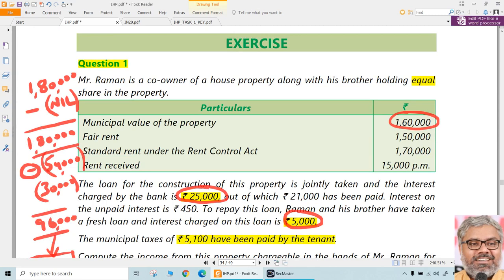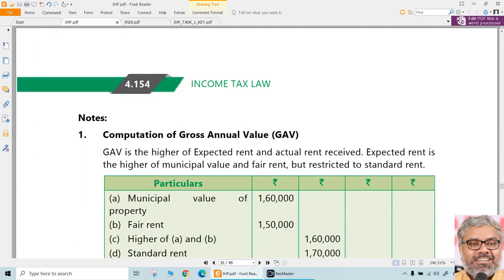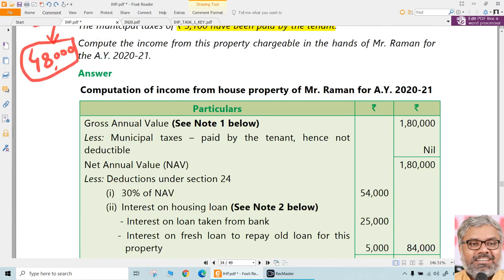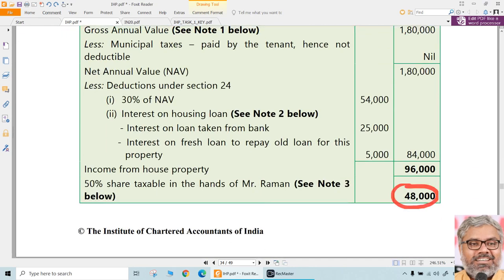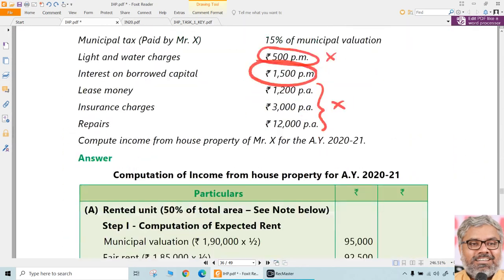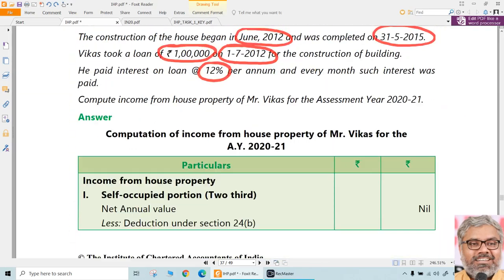That's it. That is the question number 1, co-ownership. It's nothing special. All calculations are same. Only thing is we have to just split it at the end better rather than doing it 100 times. All these areas we just do once, that is easy. So 48,000 is the final answer for income from house property of Mr. Raman. That is a co-ownership situation. Question number 2 we have already done. And question number 3 also we have done already.